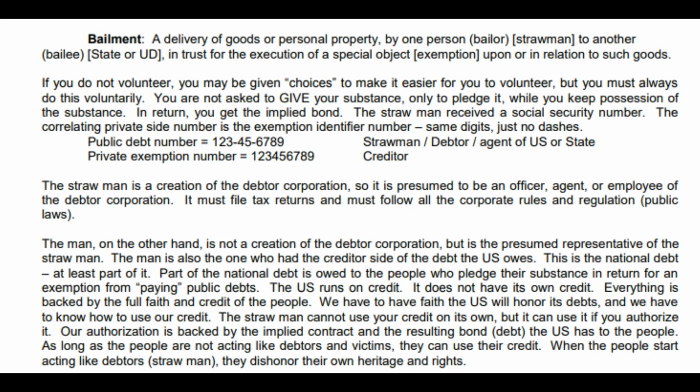So you see here, public debt number 123-45-6789. That's the front of the social, right? That's the straw man, debtor, agent of the U.S. or state. The private exemption number is the same number without your dashes. That makes you the creditor, and this is how you're able to offset any debts by using it in such a fashion, right? As you can find in my A4V videos and stuff like that. You see it with the red letters.